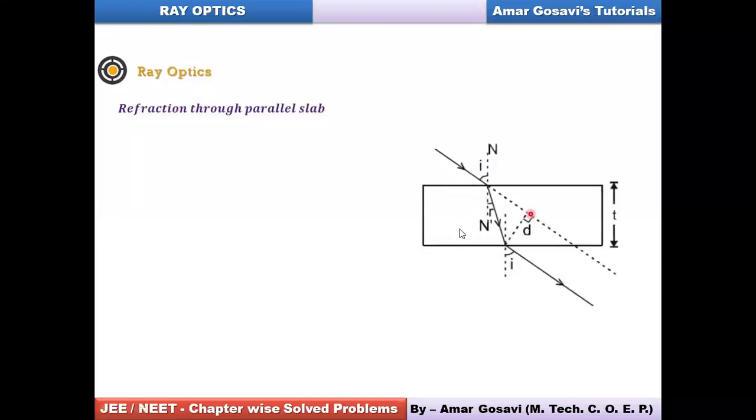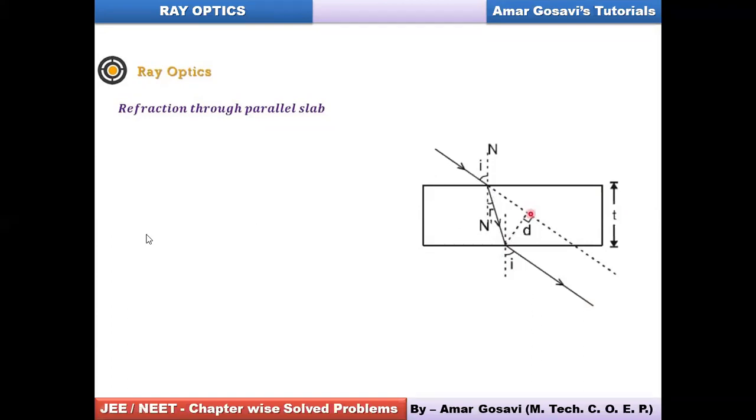Now, what is the lateral shift, if I want to know? See, ideally, if the glass slab was not there, then the ray would have traveled directly like this. But because the glass slab is there, the ray bends and it deviates. Now it deviates by what amount? So it deviates by amount d. So this d will be called the lateral shift, friends.